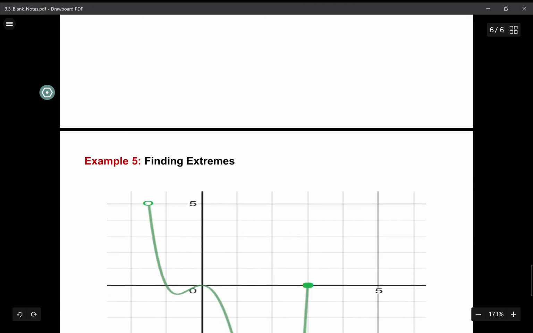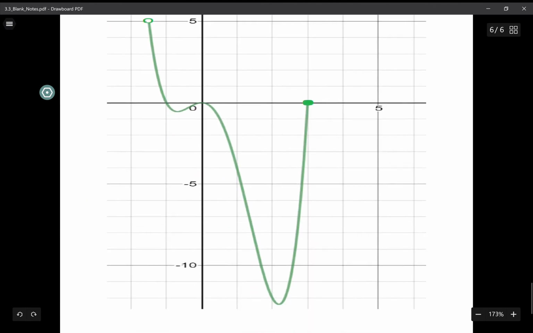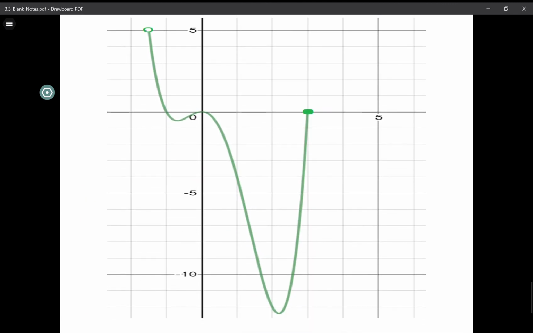So let's look at an example on a graph. Hang on just a sec. All right, I'm back. Just had to shut the door.